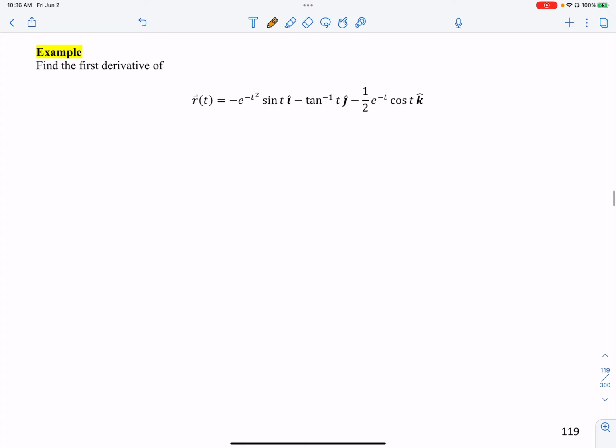All right, we have one more problem to go over here. These are going to get a little heavier. We have x of t, y of t, z of t. All right, so let's begin this process. x of t is negative e to the negative t squared times sine of t.